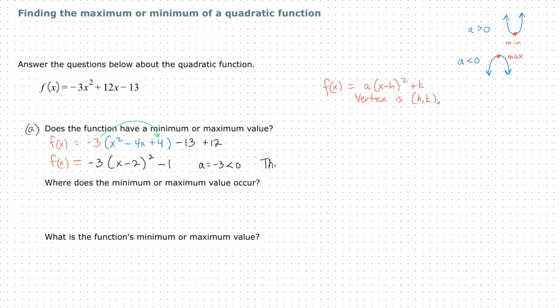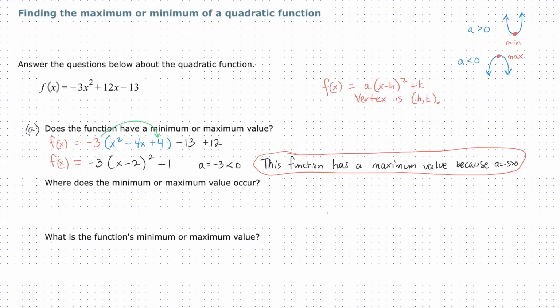This function has a maximum value because a equals negative 3, which is less than 0. I'm going to circle this sentence. Where does this minimum or maximum value occur?